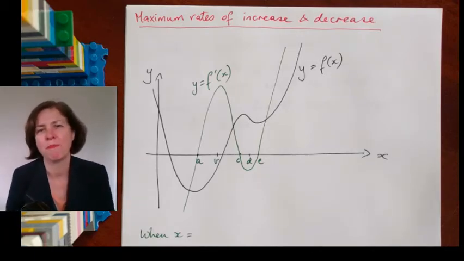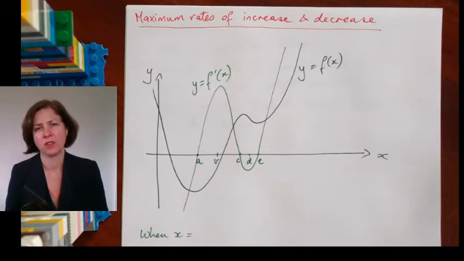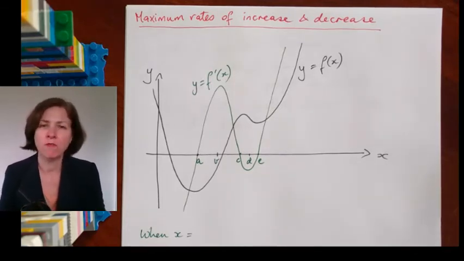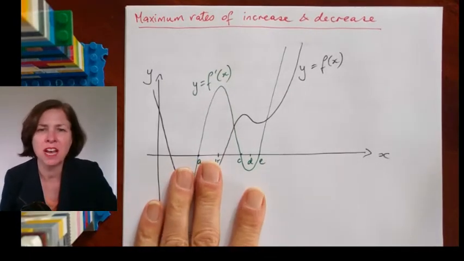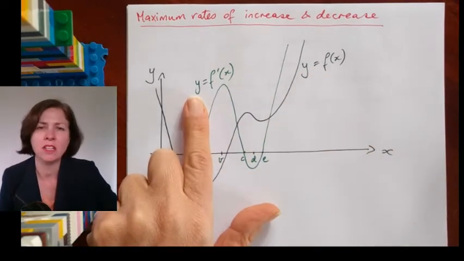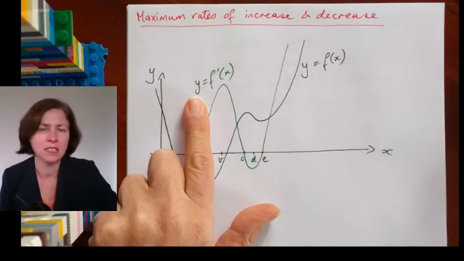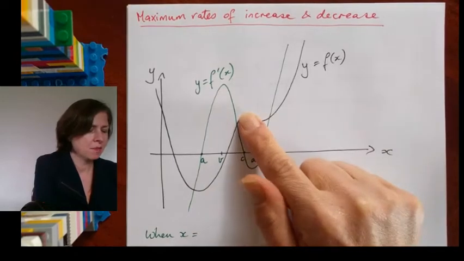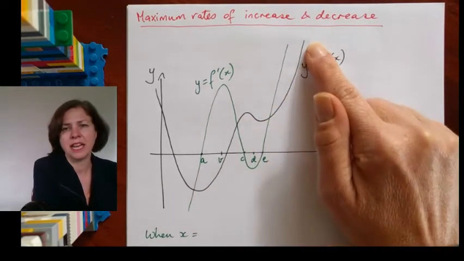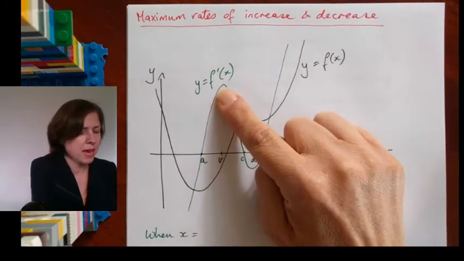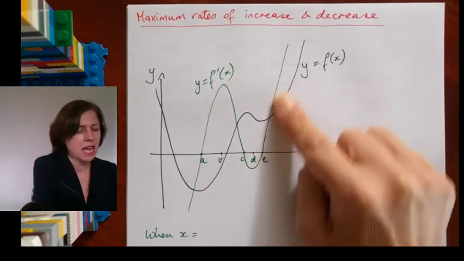Today we're talking about maximum rates of increase and decrease. And I'm just going to start by talking a little bit about exactly what that means. So what I've got here is a graph, a sketch. Unfortunately the colours don't come through so clearly, but I've got a black graph which is y equals f of x, and then I've sketched in green the derivative y equals f dash of x. So we can see that this black graph has a minimum here, then a maximum, then another minimum, and then it heads up towards infinity. My green graph, which is the derivative, has a maximum here and a minimum here, and then off it goes.